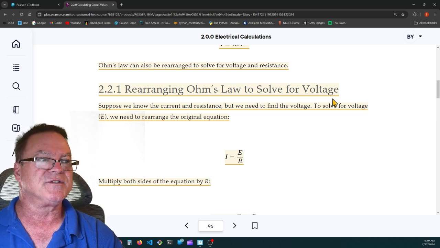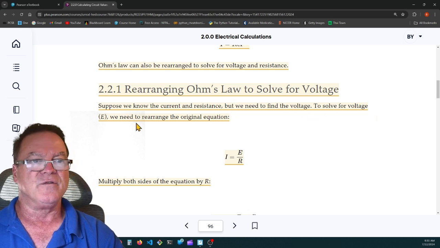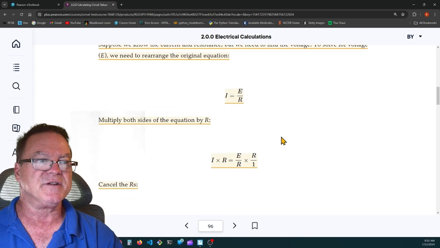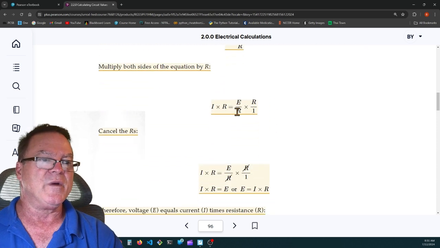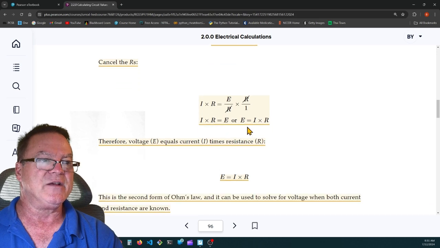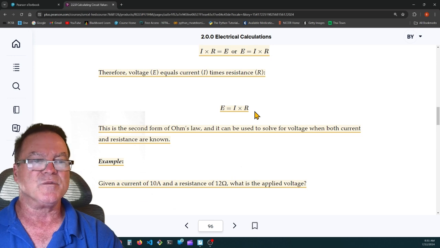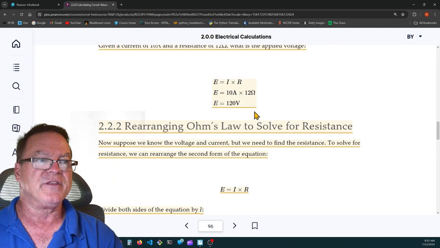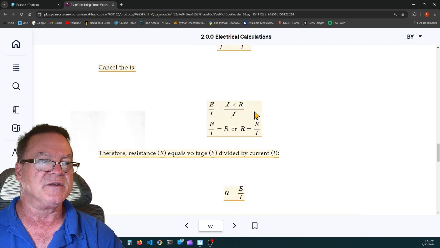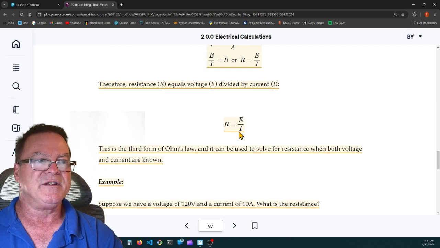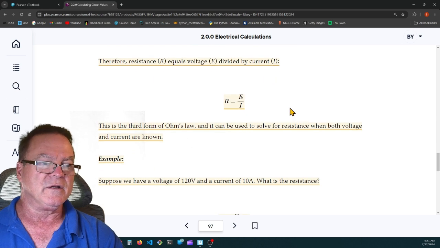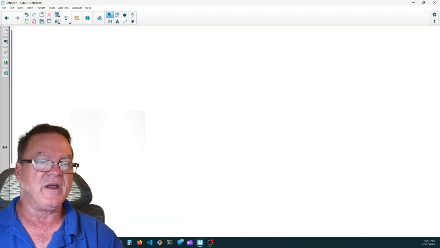2.2.1 Rearranging Ohm's law to solve for voltage. Suppose we know the current and resistance, but we need to find the voltage. To solve for voltage E, we need to rearrange the original equation. So we end up with an equation that says E equals I times R. That's the second of the Ohm's law equations. And the third of the equations is R equals E divided by I. Okay, so let's take a look at an example.